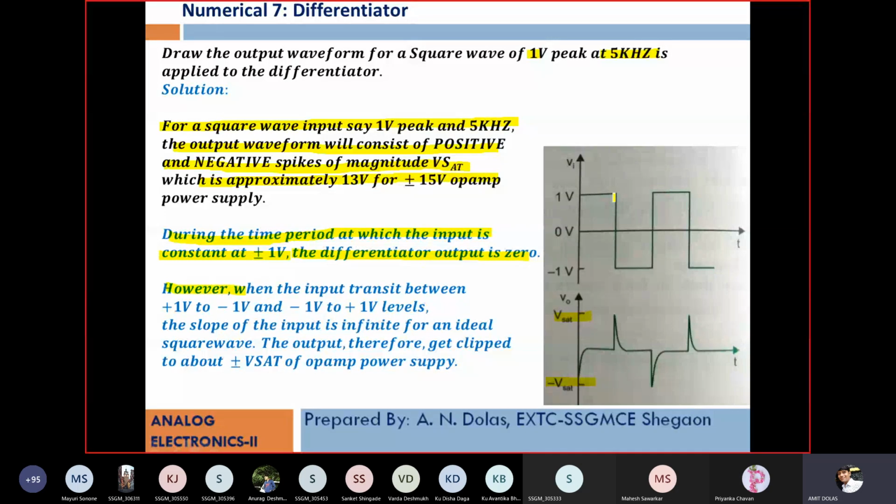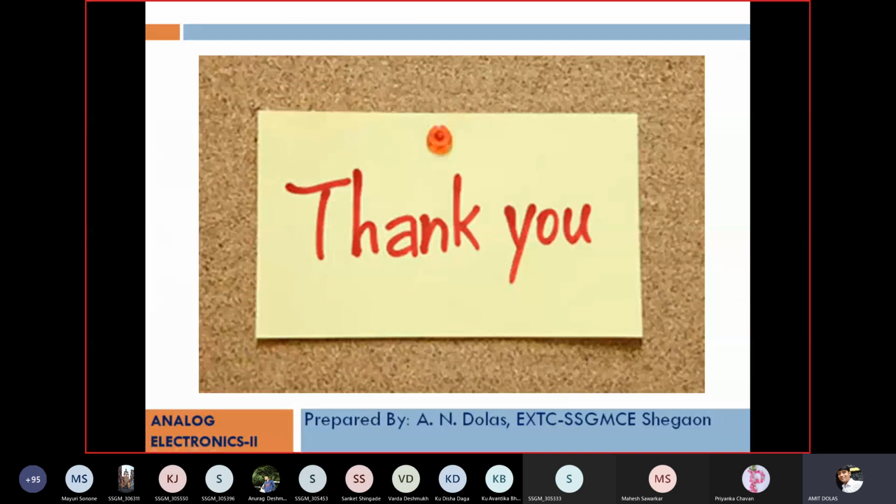However, when there is a transition from 1 volt to minus 1, the slope is very high. Then from minus 1 to 1, it is also a very high slope. There is a sudden transition. So when the input transitions between plus 1 to minus 1 and minus 1 to plus 1 level, the slope of the input is infinite. For an ideal square wave, the output therefore gets clipped at plus minus Vsat, the power supply of the op amp. So thank you very much.